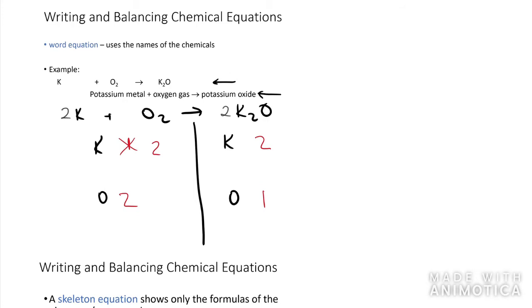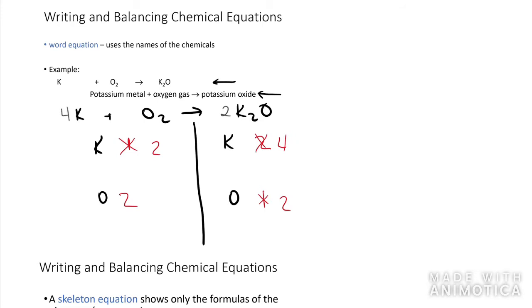But that makes it a little more complicated, doesn't it? Because not only have I changed our oxygen, we have 2 oxygen now, but I've also changed our potassium. Instead of having just 2 potassium, we now have 4. Well, now it's not balanced again. Okay, so if I have 4 here and only 2 here, what I need to do is change this 2 to 4. See why the pencil comes in handy?